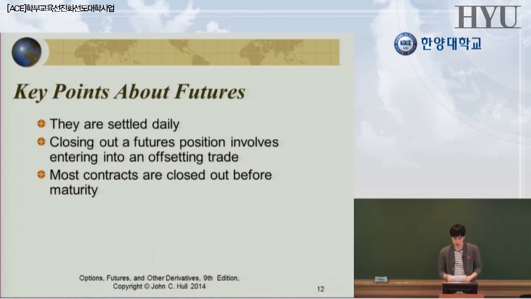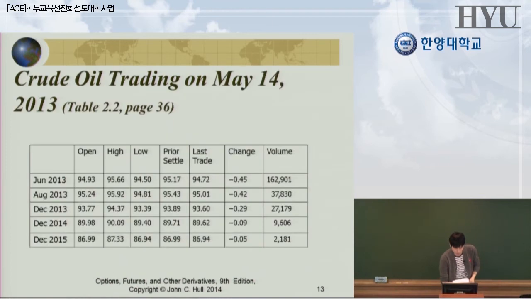Futures contracts are settled daily, and most contracts are not held to take delivery of the underlying good. Instead, they are closed out or reversed prior to the settlement date. This is the table that shows crude oil futures contract trading prices on May 14, 2013. As you can see, the first column shows the maturity date, the rest are the prices, and the last column shows the volume of trading.